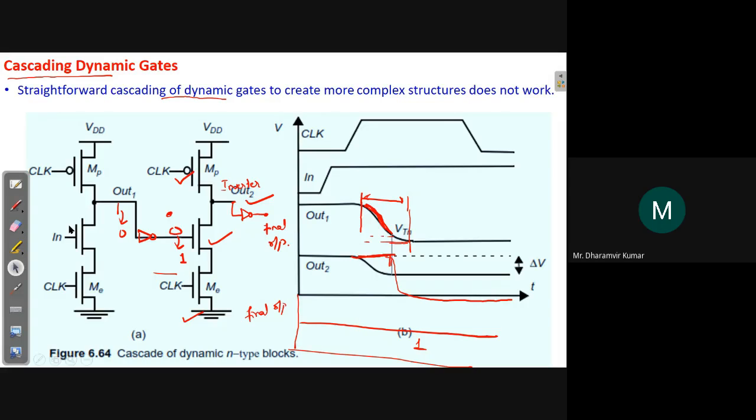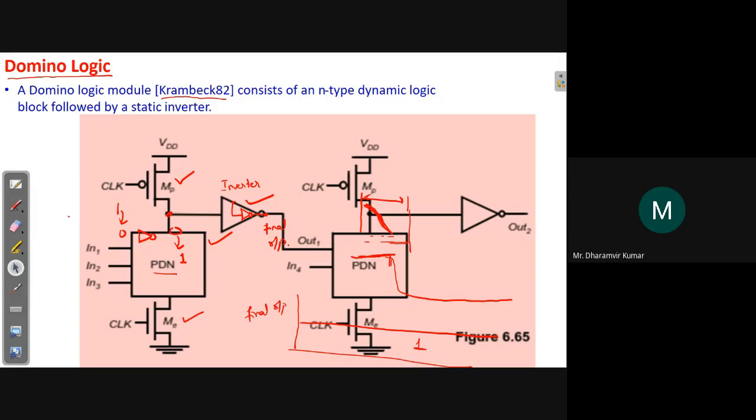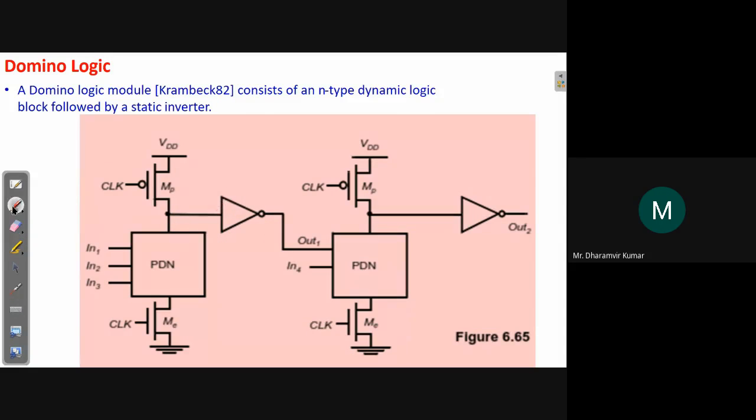Okay, so this is what happens when we insert inverters here in the circuit. So it tries to overcome some of the issues that were there in dynamic gates. Okay. So this inverter is the only change that was done in the cascading of dynamic gates, and it is called domino logic, a new kind of logic. Okay.